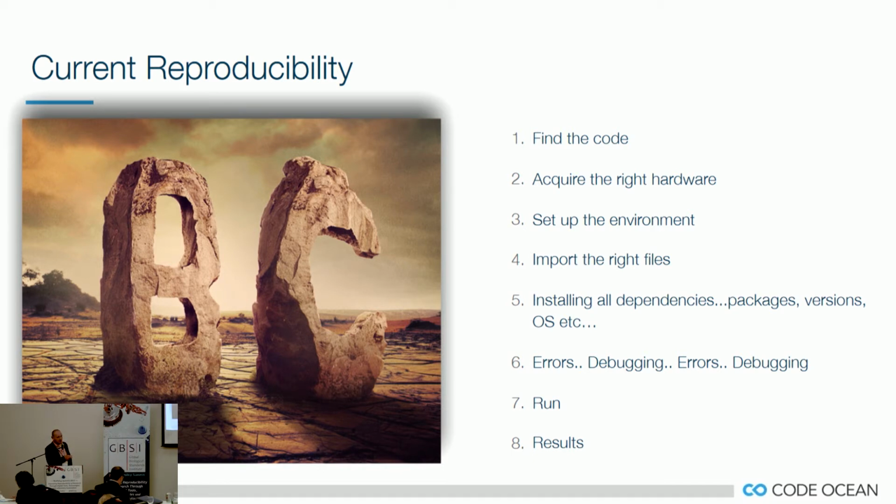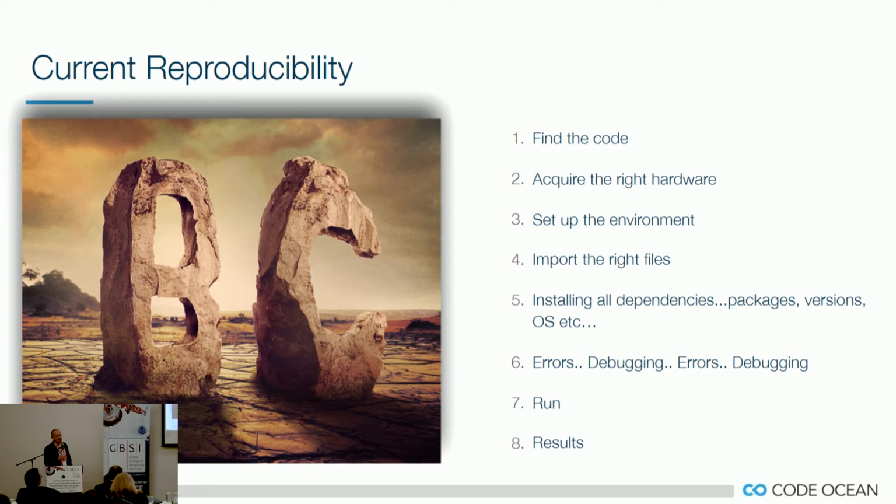So find the code. If you read the article, in many cases you will not see any mention of code, but if you look for it on the web, you will find it. So finding the code and then acquiring the right hardware. In some cases, you need specific hardware like a GPU or very large amounts of memory. So you need to find the right hardware, and then set up the environment. You have different operating systems. I'm using a Mac. Somebody else uses Windows, Linux. You have different programming languages, Python, R, MATLAB, and so on.